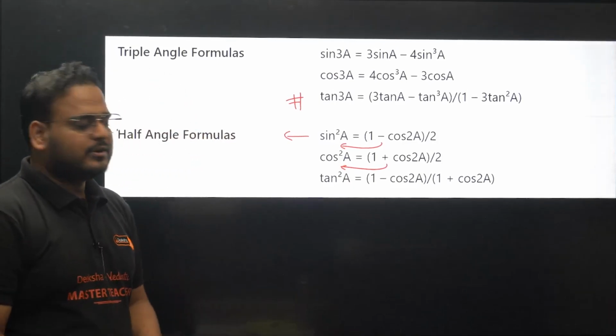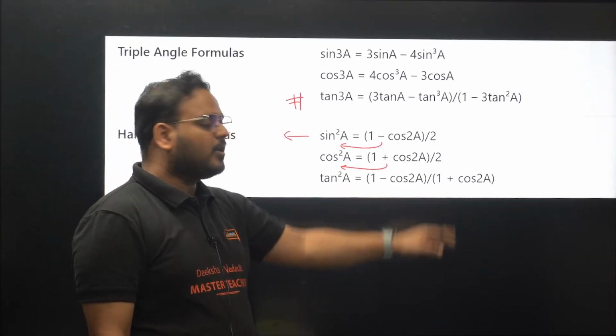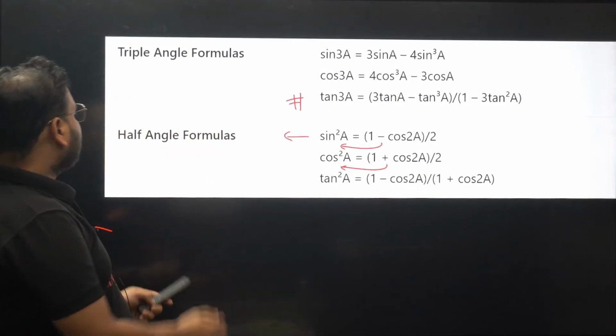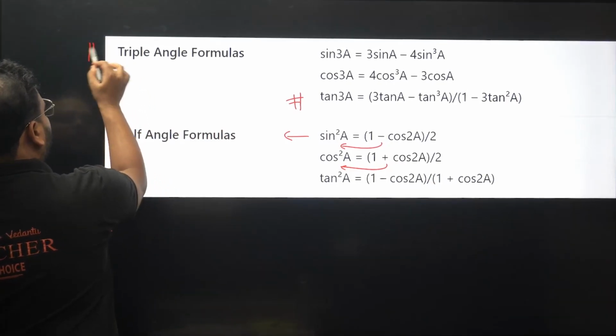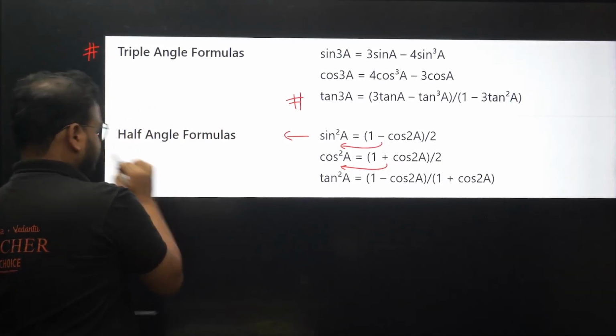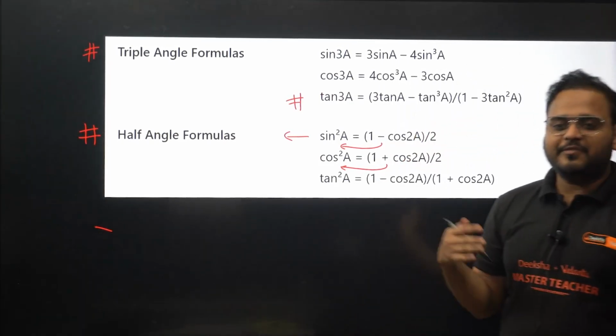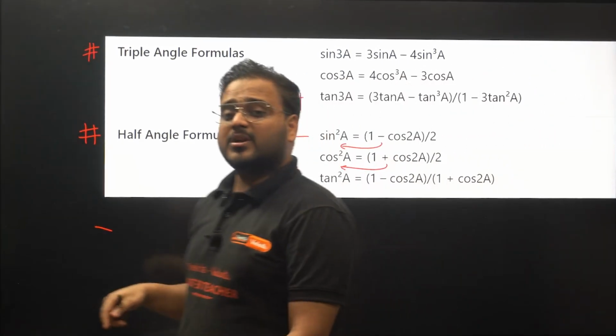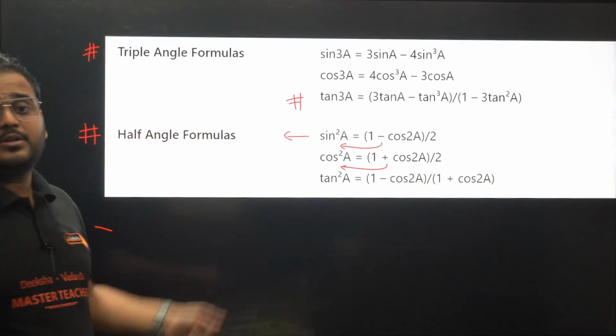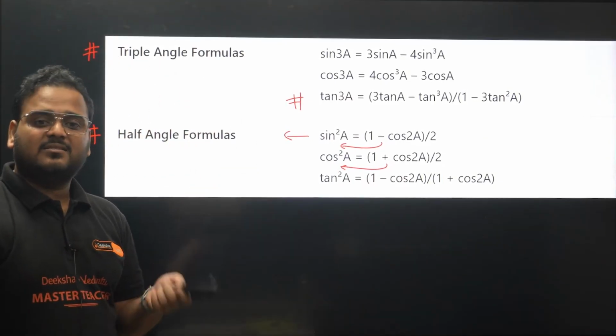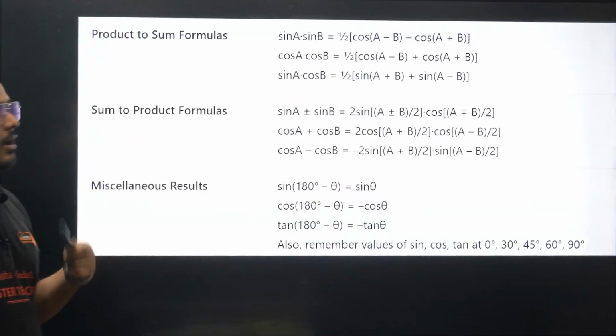Okay, and for tan square a we have what? 1 minus cos 2a upon 1 plus cos 2a. Very very important, these two formulas. Please remember these formulas. If you know the formulas, your question solving becomes very fast. But if you don't know the formulas, then you have to do the derivation of every formula over there, and then it will be very much challenging and time consuming. So please remember the formulas.